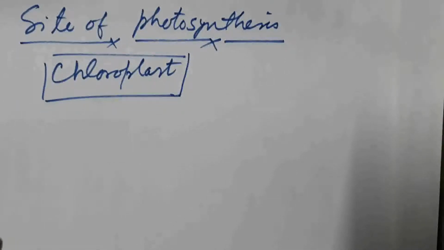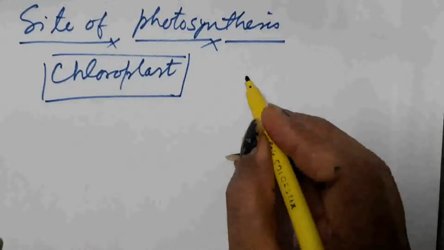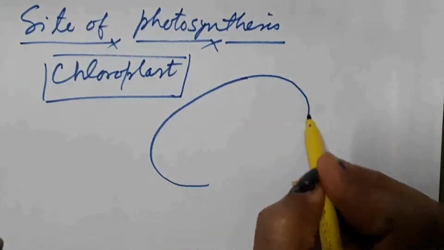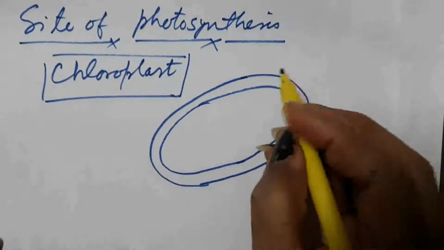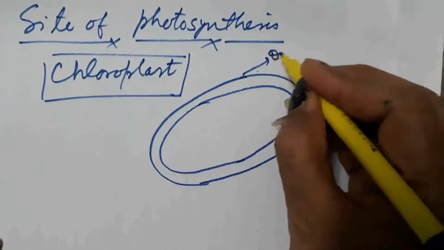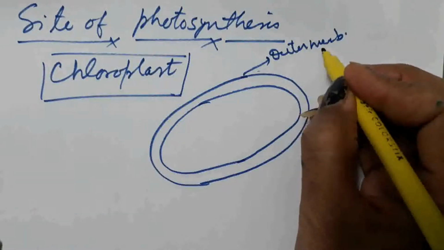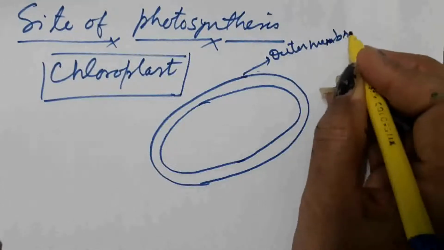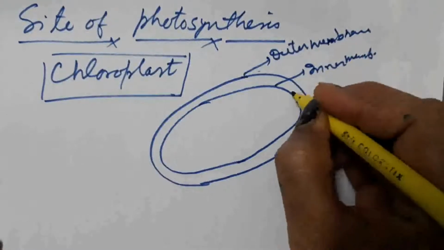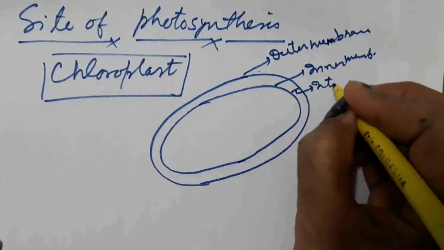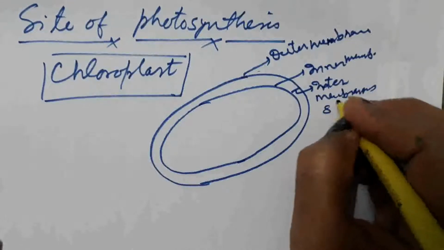What is the structure of chloroplast? In 9th class you all have studied the structure of chloroplast. Let's sum it up here. This is the double membranous cell organelle. This is the outer membrane. This is the inner membrane. The space present between the two membranes is known as the intermembranous space.